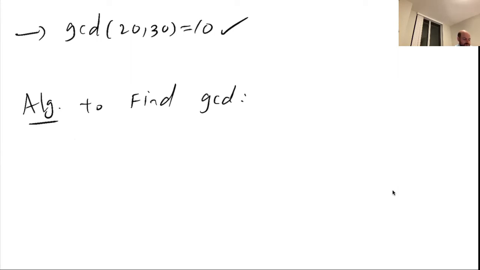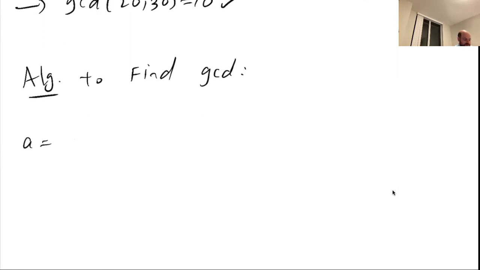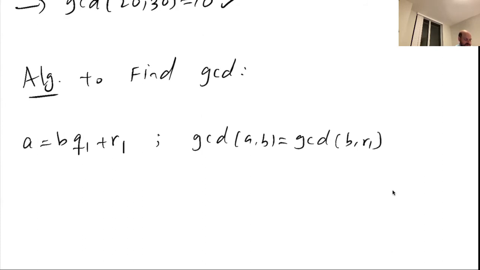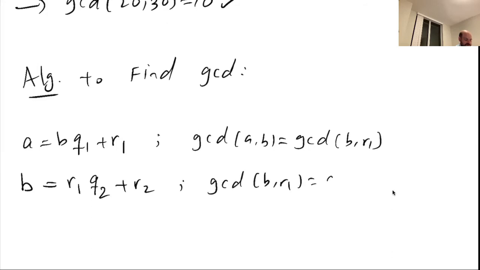So we start with A equals B Q1, let's say, plus R1, right? Then we know that GCD of A and B is equal to GCD of B and R1. Now, in order to find GCD of B and R1, we can repeat this process. So this time we divide B by R1. It's going to be R1 times Q2 plus R2. And then GCD of, again, B and R1 is equal to GCD of R1 and R2.